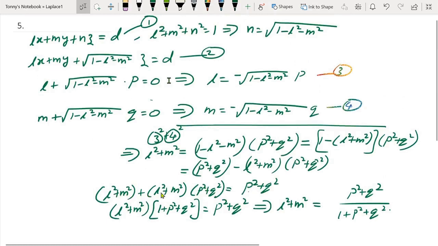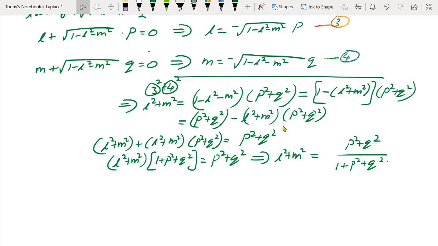Here L square plus m square is common, so take it outside. So this becomes L square plus m square into 1 plus p square plus q square equal to p square plus q square. So L square plus m square is equal to p square plus q square divided by 1 plus p square plus q square. Okay. We have to find L and M.